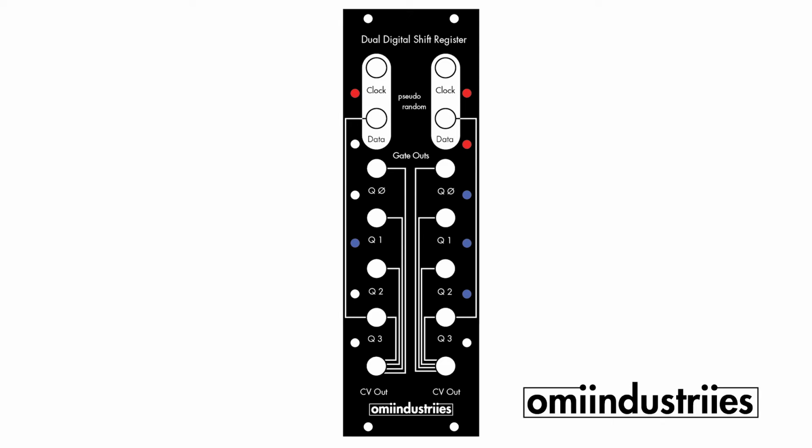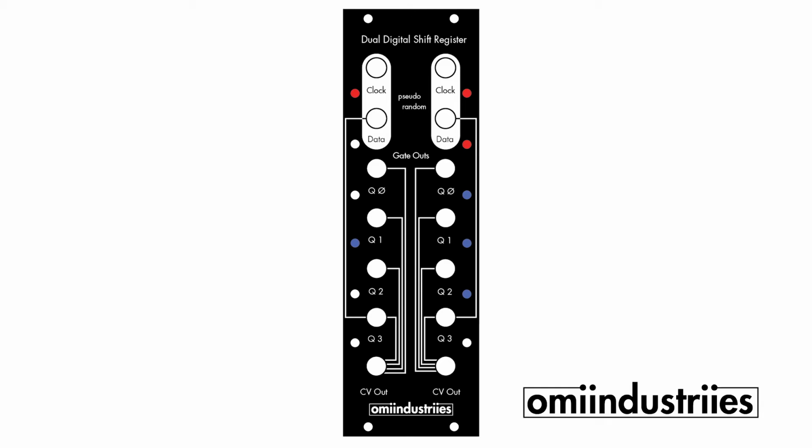The dual digital shift register is an aleatoric sequence generator, which uses gate signals to create pseudo-random patterns. The word aleatory comes from the Latin word for dice and refers to things determined by chance. The term is most often associated with procedures in which the chance element involves a relatively limited number of possibilities.